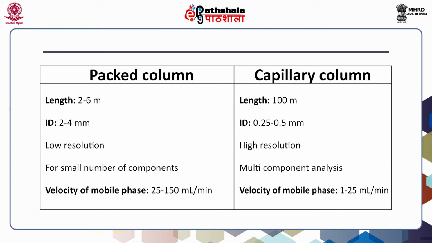But the packed columns have low resolving power in comparison to capillary columns, and the velocity of the mobile phase also varies. In the packed column, the velocity of the mobile phase is generally 25 to 150 milliliters per minute, whereas in capillary columns it is 1 to 25 ml per minute. If we use more gas in capillary columns, sometimes there is a problem of back pressure, so one has to be very cautious while using the columns. For a capillary column, it is generally preferred to inject a small amount of material and keep the volume of the gas low. So, this was about the differences between packed and capillary columns.